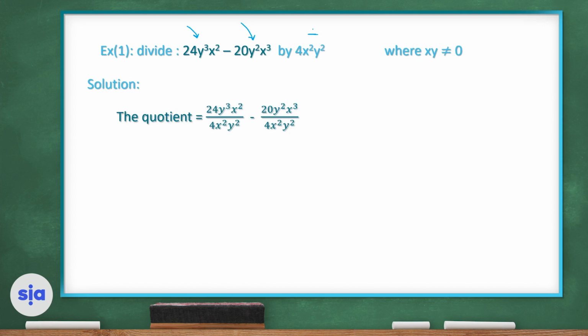So here, 24y power 3 x squared will be divided by the monomial 4x squared y squared, minus 20y squared x cubed over 4x squared y squared. To answer this one, 24 divided by 4 is 6, and then y cubed over y squared is y, x squared over x squared is 1. So in the other one, 20 divided by 4 is 5, y squared and y squared are crossed out together, x power 3 over x power 2 is x.